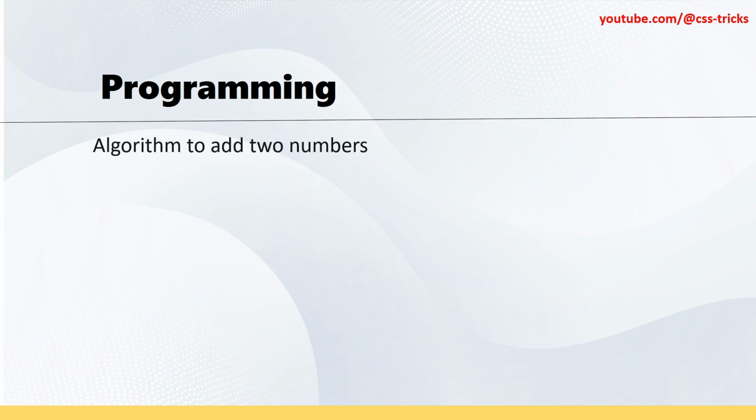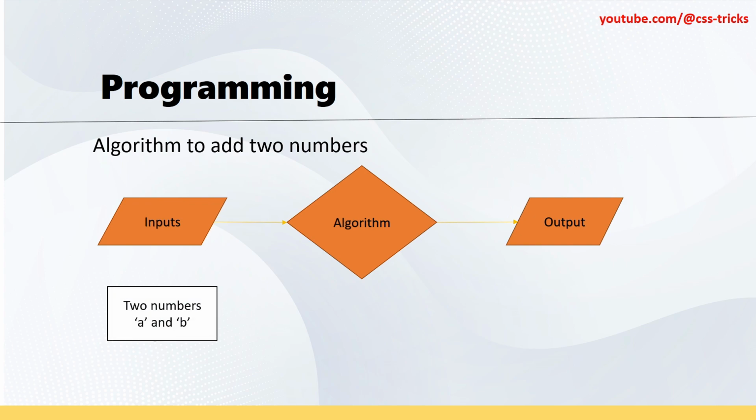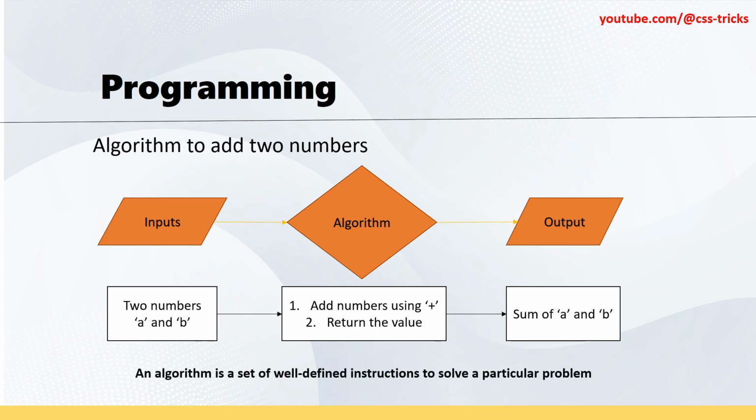Consider an algorithm to add the two numbers. In this case, we refer to the ingredients as inputs. The recipe is the algorithm and the tasty dish is the output. In our scenario, inputs will be two numbers, A and B. The algorithm steps include adding the numbers using the plus operator and returning that value. The output is the sum of the two numbers, so we have our set of well-defined instructions to solve a particular problem, which in our case is adding two numbers.